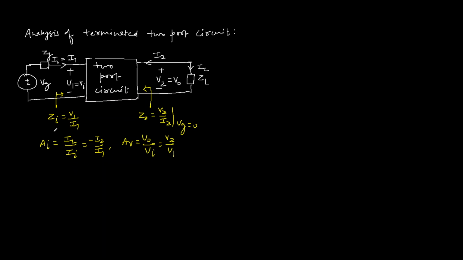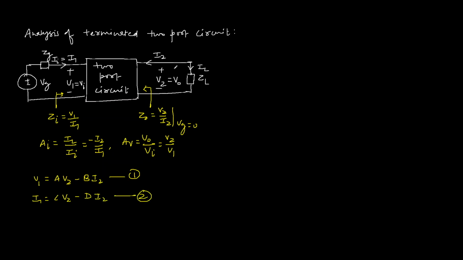We will start with this input impedance, but first let us write the equations for ABCD parameters. So V1 is A V2 minus B I2. This is equation 1. The second equation is I1 equal to C V2 minus D I2.